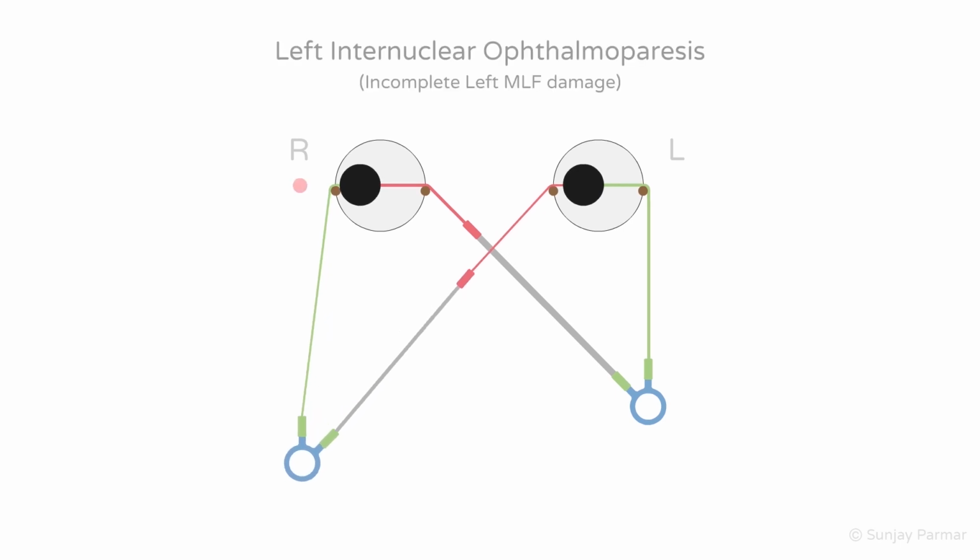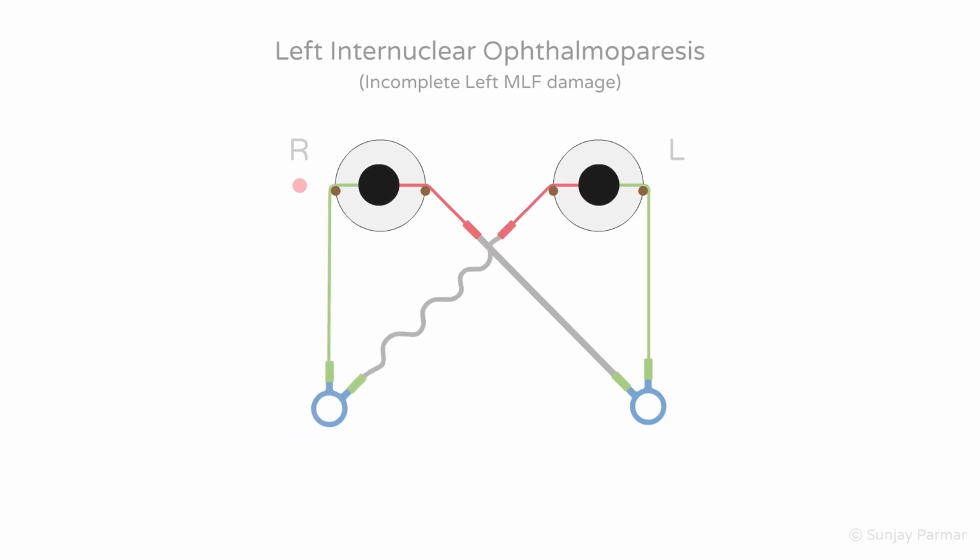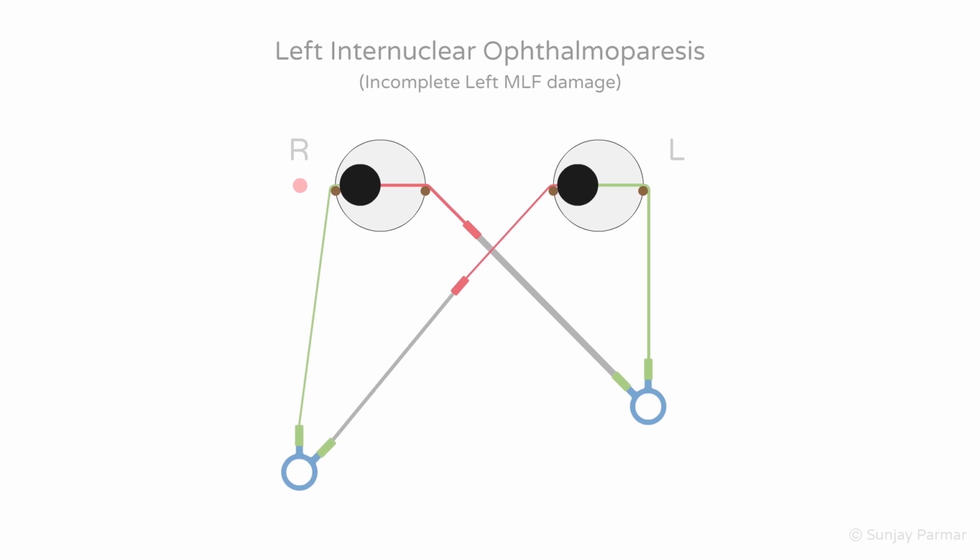When looking to the right, the right eye abducts normally, as the chain from the right PPRF to the right lateral rectus is unaffected. As the left MLF is partially damaged, this slows down the signal from the right PPRF to the left medial rectus. This leads to the left eye adducting slower compared to the abducting right eye. This slowing of the adducting eye is known as an adduction lag, which is commonly seen with partial MLF lesions.